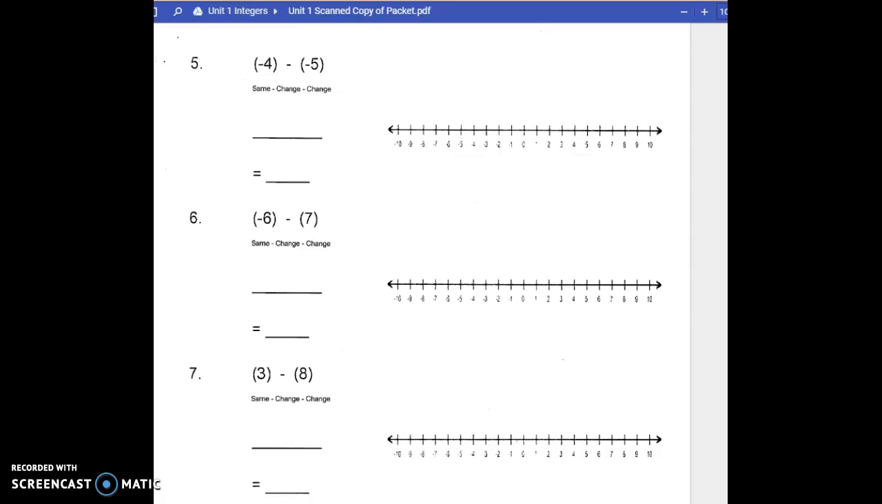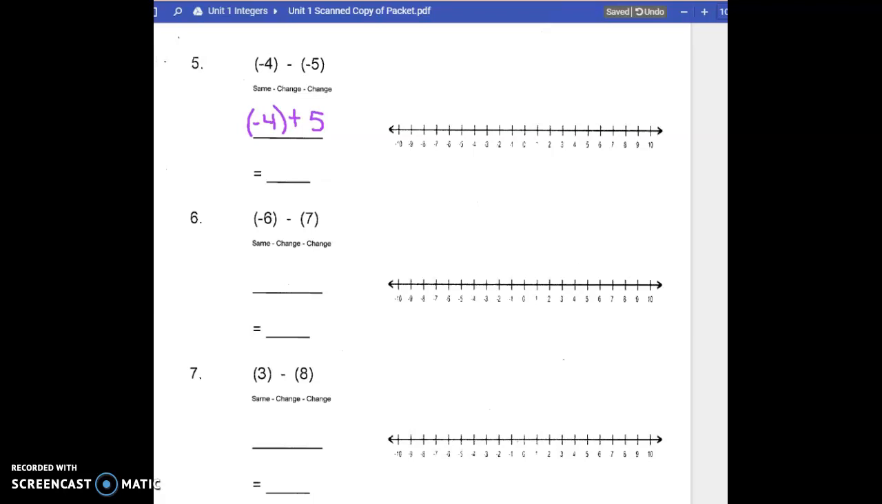So for number 5, again, we don't want to do an actual subtraction problem with integers, so we have to do same, change, change, or adding the opposite. So -4 is going to stay the same, and we can leave it in parentheses. My subtraction is going to change to addition. My -5 is going to change to the opposite, which is +5. And I can leave that in parentheses. I don't have to. It doesn't matter.